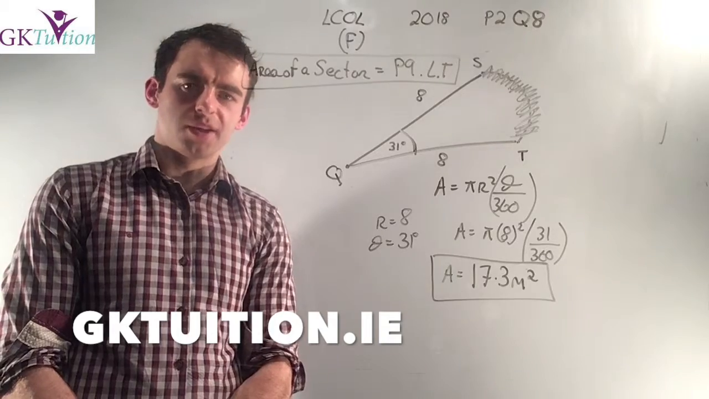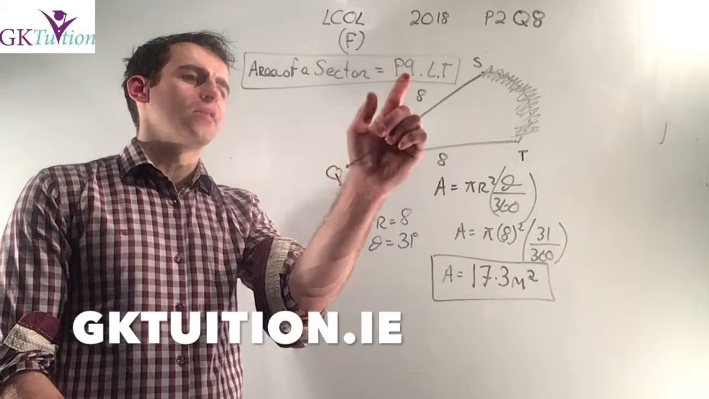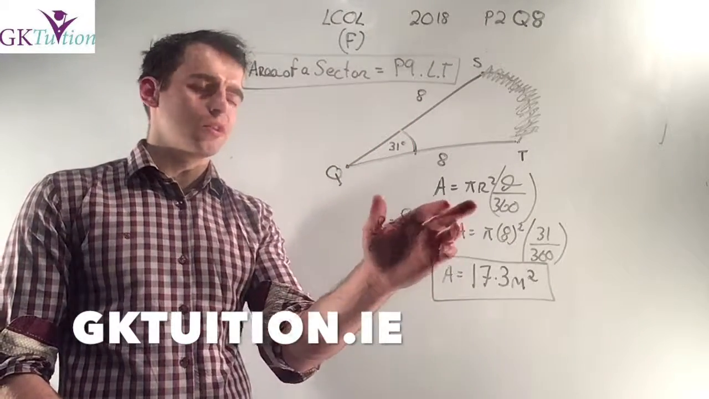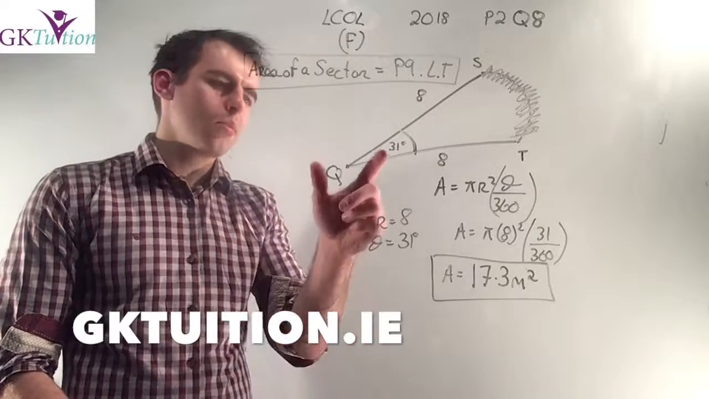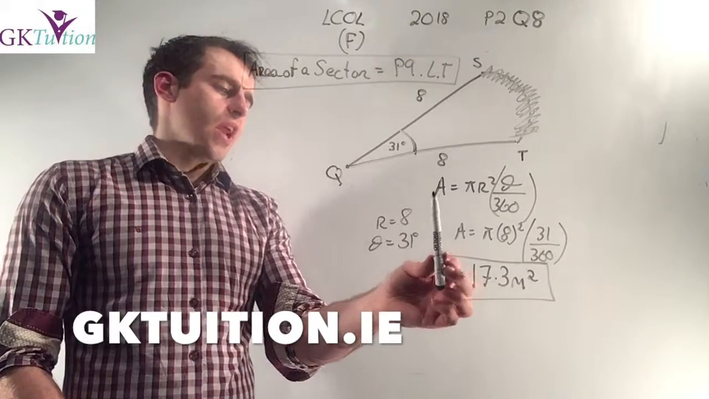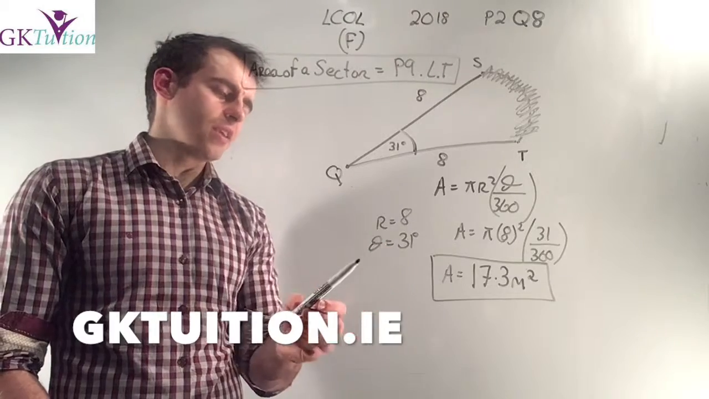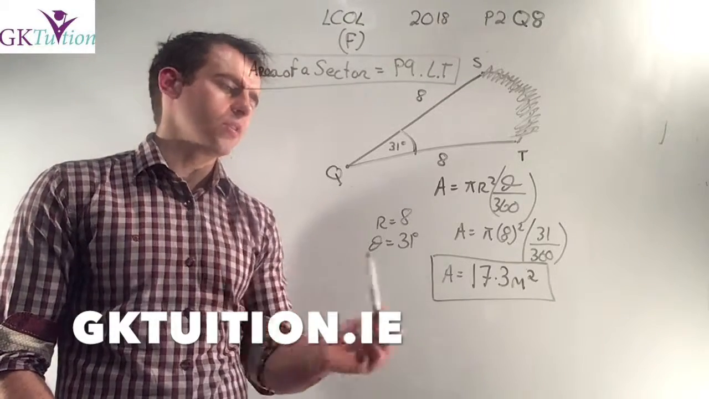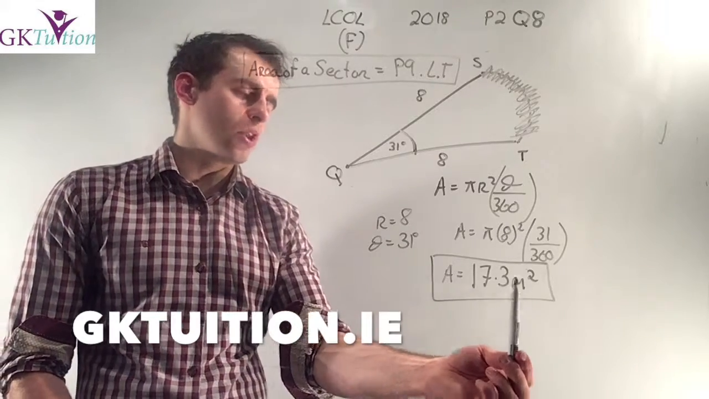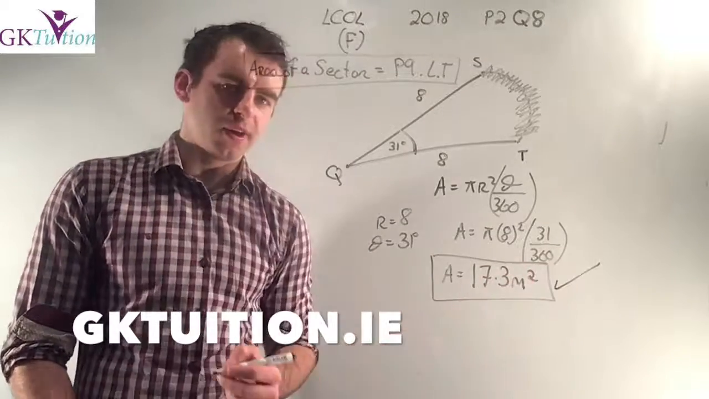The final part of this question asks me to find the area of the sector. The formula for the area of a sector is on page 9 in the log tables, and again there's two of them, but the one we're concerned with is the one that pertains to degrees, because clearly my angle here is in degrees, it's not in radians. So the area is pi r squared by theta over 360. The radius is 8 and the angle is 31 degrees. So if you just plug it in, your answer works out as A is equal to 17.3 meters squared. It asks you to leave it to one decimal place, so happy days, that's your final answer.